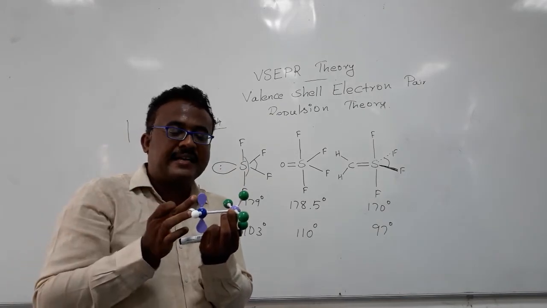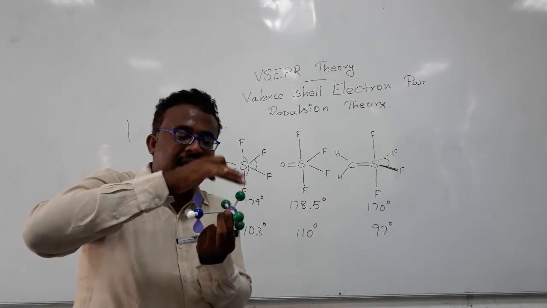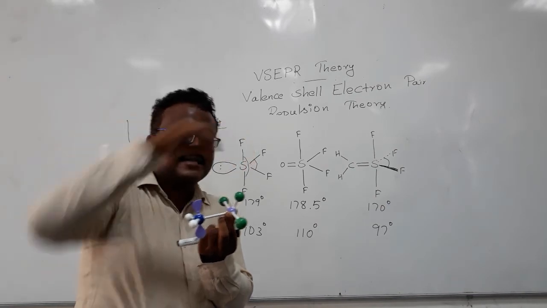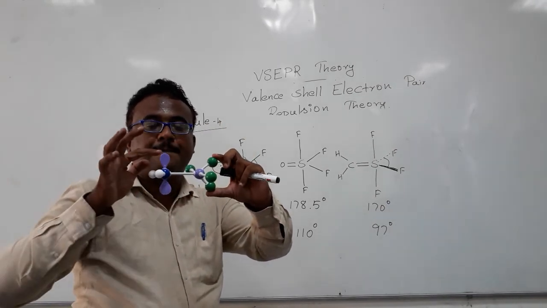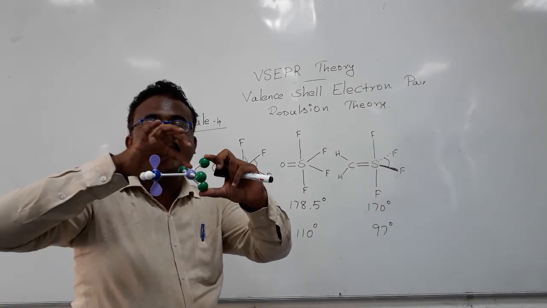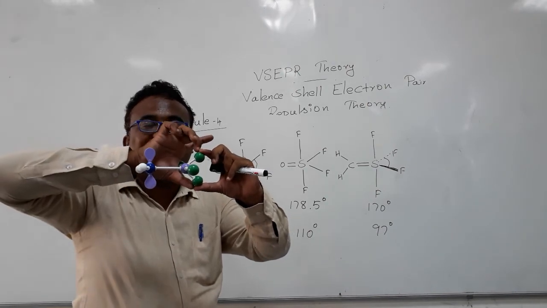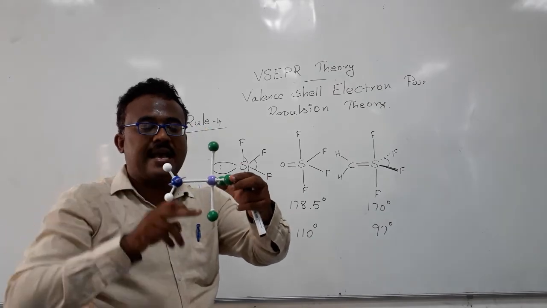So these pi electrons can make more repulsion in the equatorial F-S-F, which makes this bond angle decrease because of repulsion between the pi bonded electrons of carbon and SF2. That's why this bond angle is decreased more compared with the axial F-S-F.